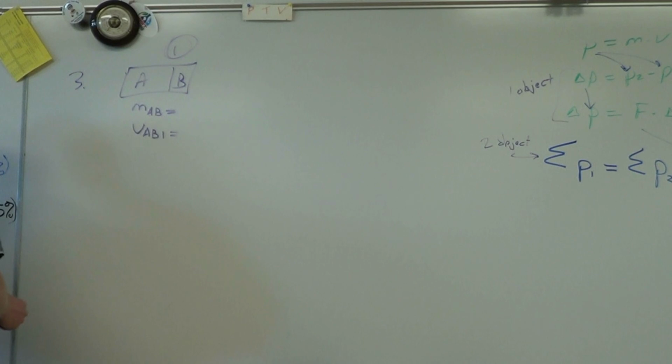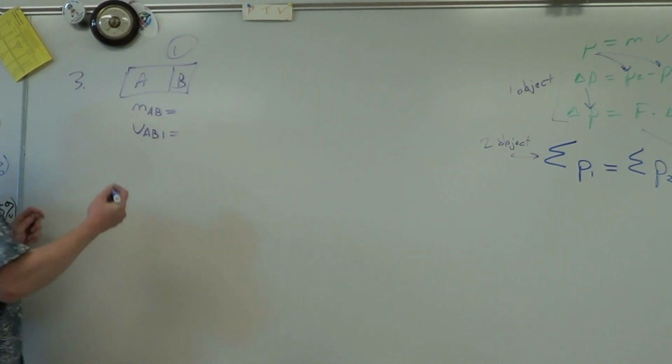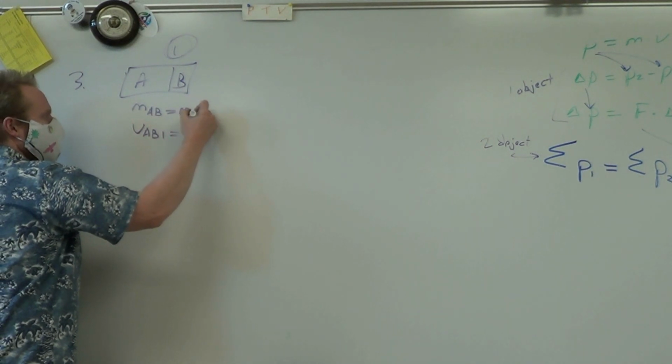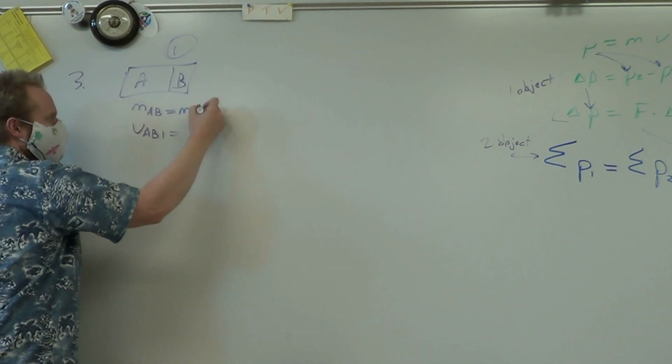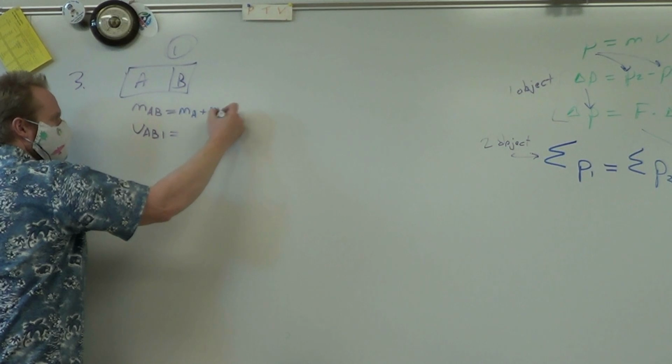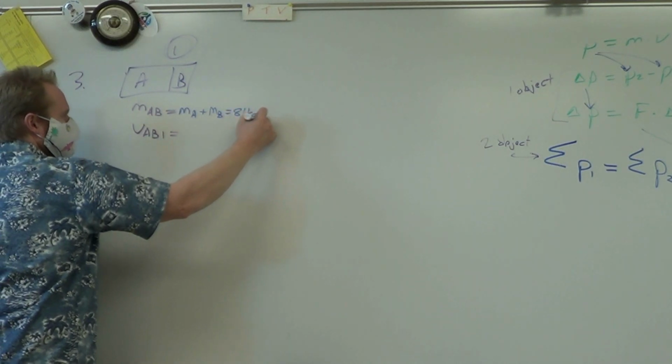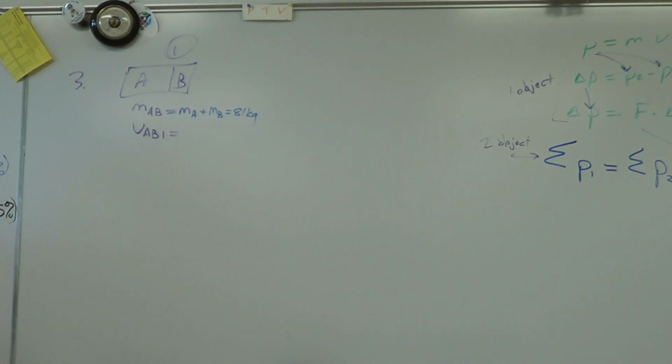So, let's talk about this really quick. This is probably the one and only time I'll write it like this, but in order to determine the mass of object AB, I simply take the mass of object A, and I add it to the mass of object B, so 81 kilograms. I'll probably never do that addition on the board again for you, but they're together as one. So 81.